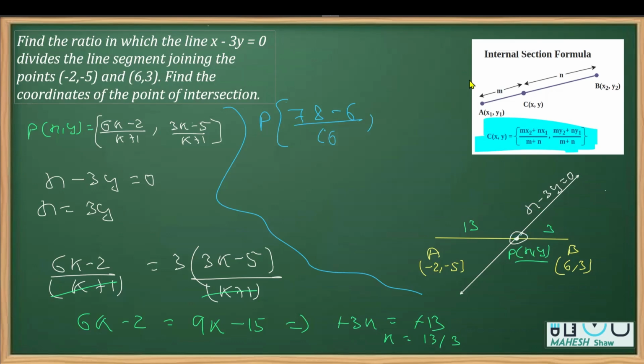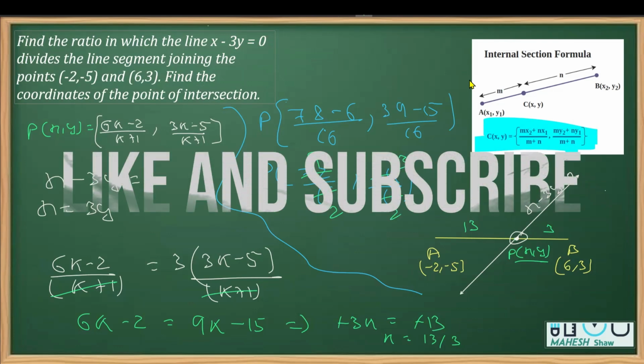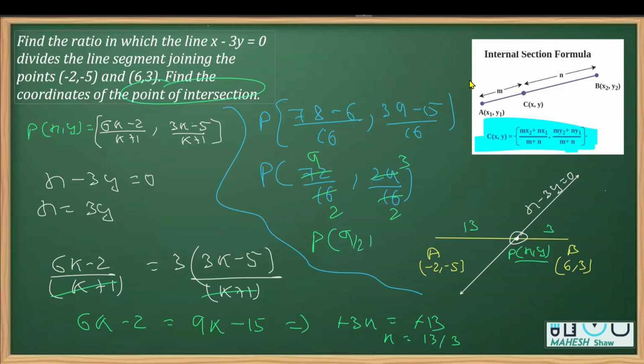And its y coordinate is M1 y2, which is 39, and M2 y1 is minus 15, that whole divided by M1 plus M2, that is 16. So now we have 72 over 16, and this has 39 minus 15, which is what? 24 divided by 16. You can see this can be reduced further. If I reduce by 8, 8 times 9 is 72, and 8 times 2 is 16, and 8 times 3 is 24. So the required coordinate for the point of intersection has to be 9 over 2 comma 3 over 2. That is the answer for the second part.